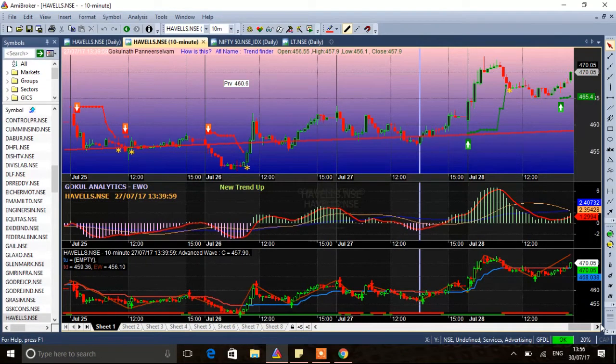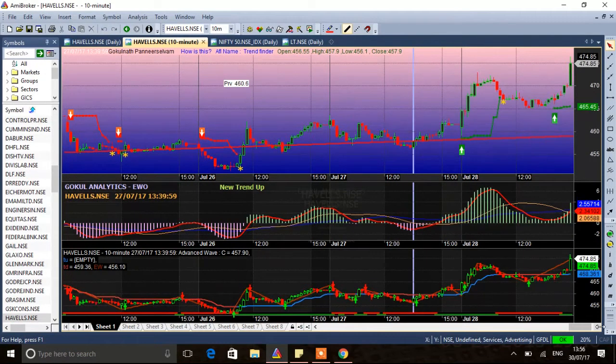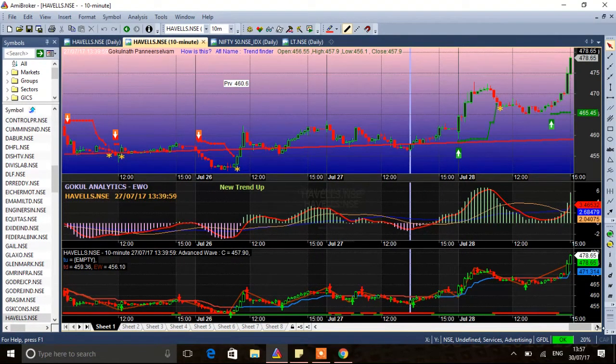Okay, so now 472 points. Now it may move even more. Let's see. Yeah, see, we entered at 468. So now 474, 478. So I trailed, and now I'm keeping my trail at 475. We entered at 468, and with 475 almost 7 points are confirmed. I mean, we have protected our profit of almost 7 points.